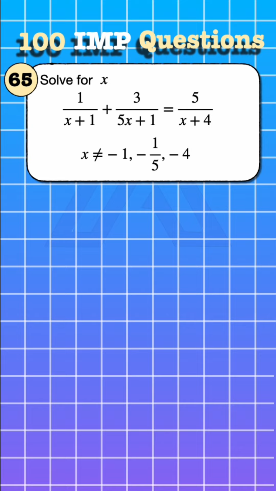Question number 65. Solve for x. 1 upon x plus 1 plus 3 upon 5x plus 1 equal to 5 upon x plus 4, where x is not equal to minus 1 by 5 and minus 4.